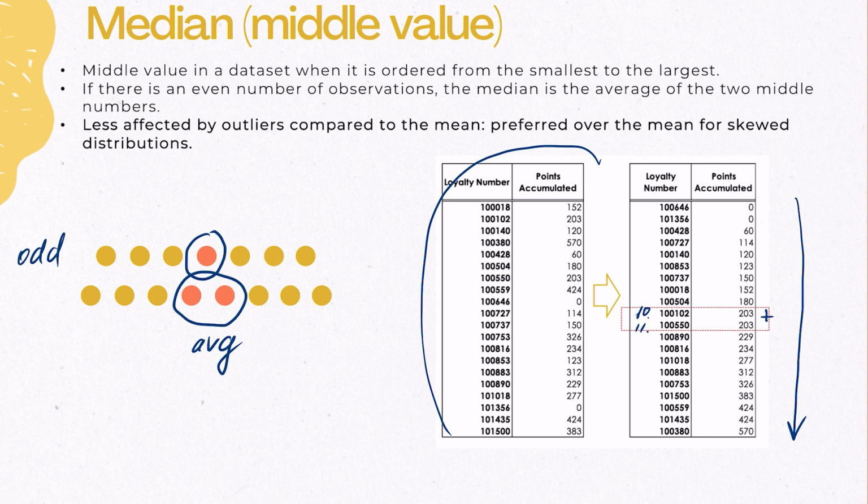A median is less affected by outliers compared to the mean. So when you have outliers, when you have skewed distributions, then it's better to use median. So for example, if here instead of 570, I had 526,526, this would not change my median, right? Because this is here, so I don't care about this one. I care about these two middle values in my data set.